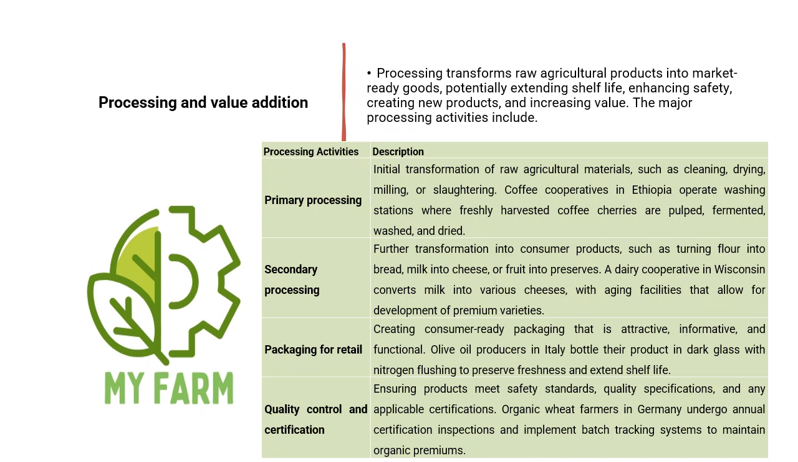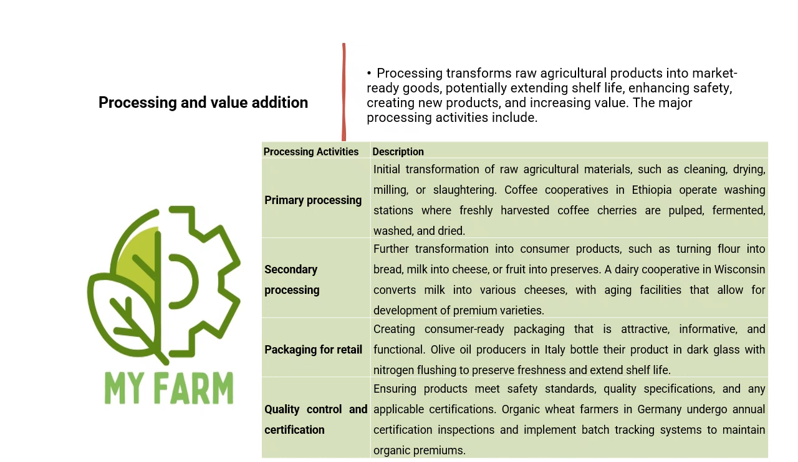This includes activities like turning flour into bread, milk into cheese, or fruit into preserves. A dairy cooperative in Wisconsin might convert raw milk into various cheeses, operating aging facilities that allow for the development of premium varieties that command higher prices.